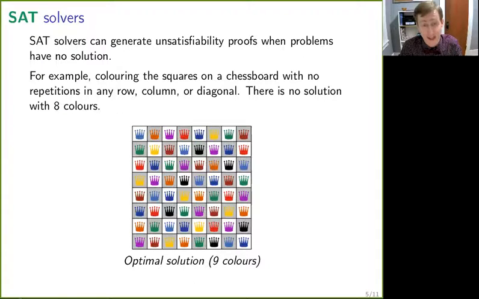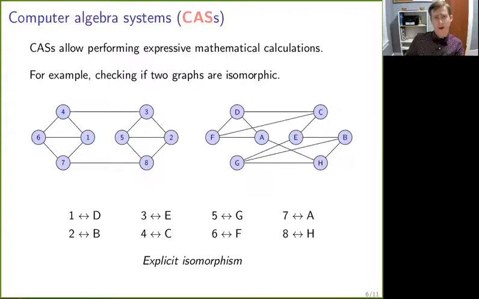To do this, we employed a SAT solver. These are programs which solve problems in logic, but you can also reduce many other types of existence problems to a SAT problem. For example, take a look at the chessboard here. Say you wanted to color the squares on the chessboard, but repeat no colors in any row, column, or diagonal. It turns out there's no way to do this with 8 colors, although there is a way with 9 colors as shown here. But how would you prove to someone there's no way with 8 colors? One way to do this is to reduce the problem to SAT and then generate an unsatisfiability proof for the 8 coloring.